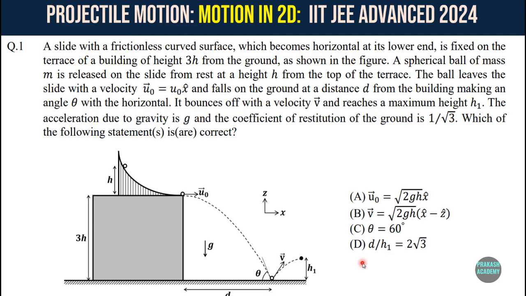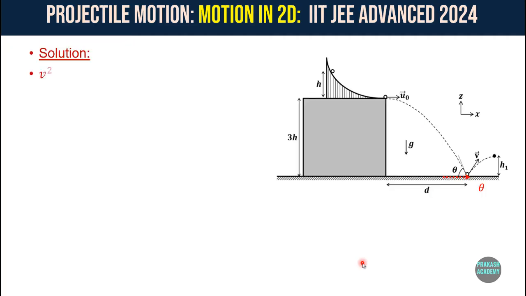So let us try to solve this problem. Now I will use kinematical equations to solve this problem. The equations are v square minus u square equals 2as and s equals ut plus half at square. Now this problem has two parts. In the first part we have this motion, and in the second part we have this motion. So let us analyze the motion on the curved surface.